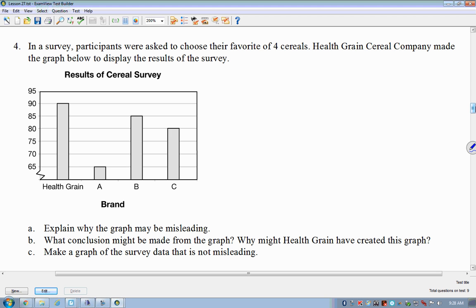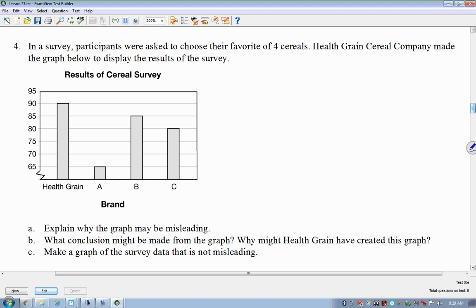Now, we do have the fact that this scale does not start at 0, so the heights of the bars vary greatly, even though the data values are very close to each other. Look, we got 90 and 85. That's actually pretty close. Even down here, 65 is really not that far away. This is just participants, but the difference between 65 people saying brand A and 90 people saying Health Grain is really not that far from each other, right? But it looks like that because we didn't start at 0.